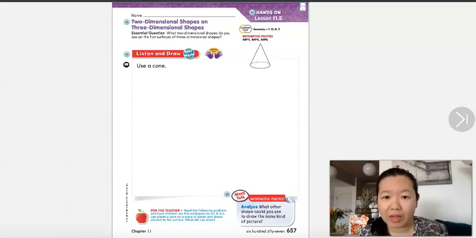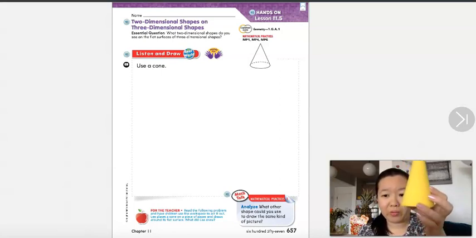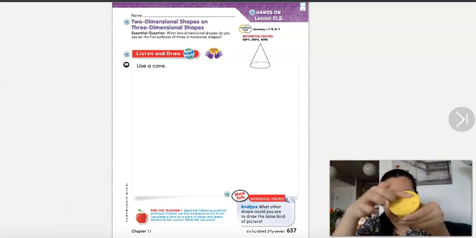So today we're going to be working on two-dimensional shapes on three-dimensional shapes. Our question here today says, what two-dimensional shapes do you see on the flat surface of the three-dimensional shape? So before we begin, let's review a few shapes. This is the cone. You see it? So it's like an ice cream cone. And it has one flat surface, which is a circle.